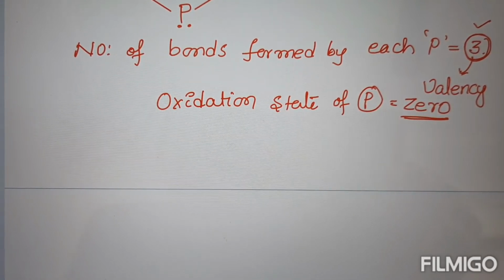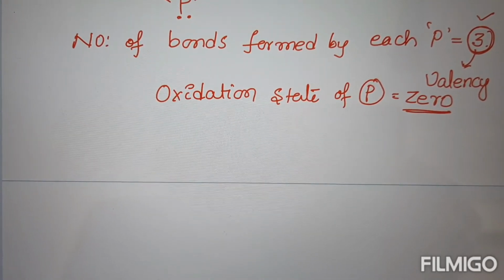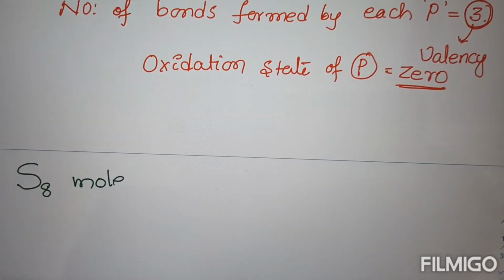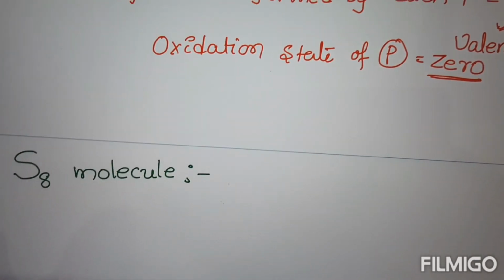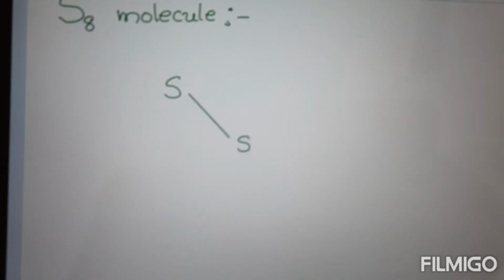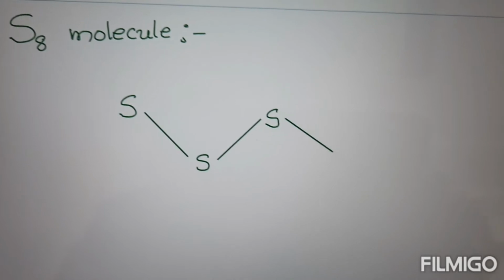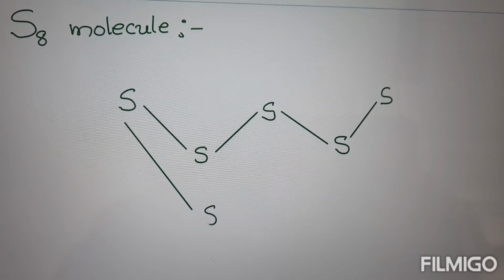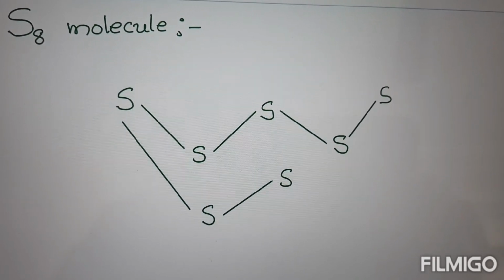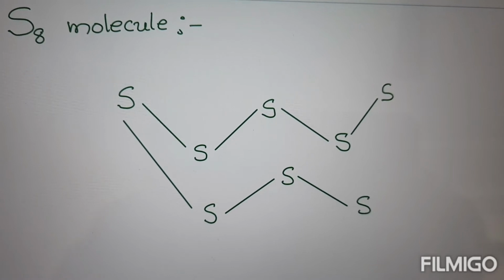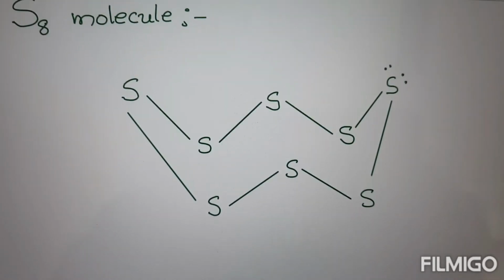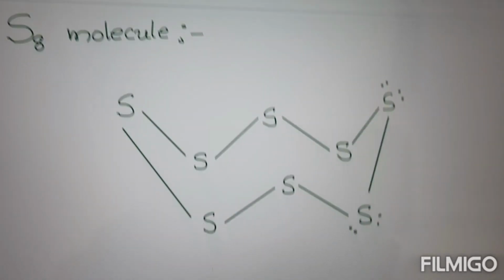Taking another example, the S8 molecule. Here this is the sulfur, sulfur, sulfur. Every sulfur has 6 valence electrons, and every sulfur makes bonds with 2 more sulfur atoms. That means every sulfur has 2 lone pairs, or 2 unshared pairs.